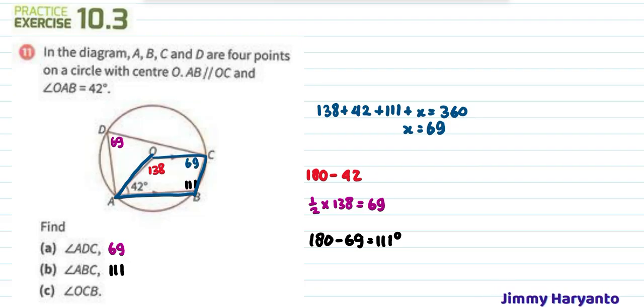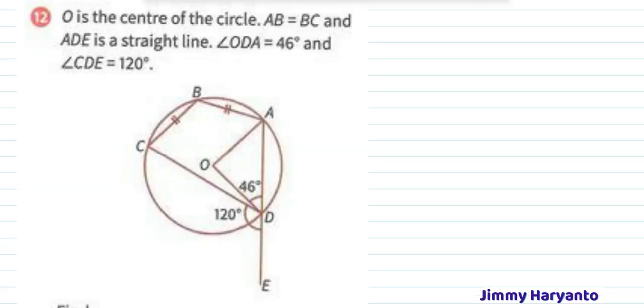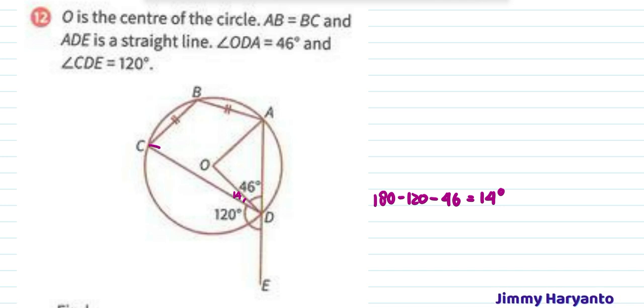Okay, OCB is 69. Okay, next is question 12. For question 12, I want to find this tiny angle first. So 180 minus 120 minus 46 equals 66. That means 14. So this one is 14 degrees. And then I want to create this line, and we already know that this one is radius. That means same angle. This one also 14.